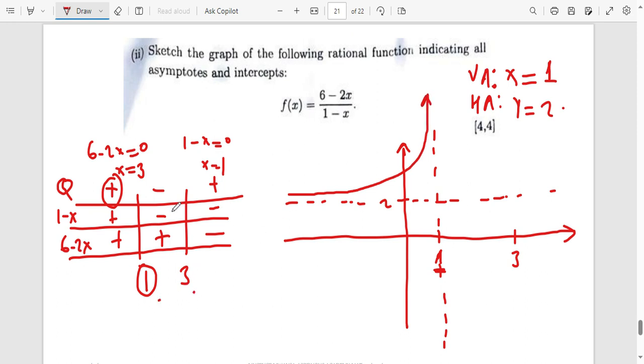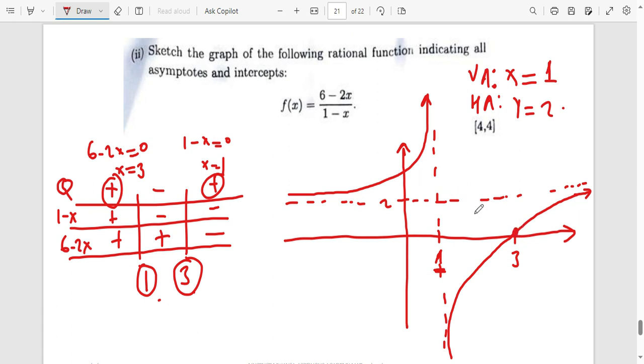Between 1 and 3, the function is supposed to be negative, meaning that it is below the x-axis. So I'm following the asymptote and going like that. And then above 3, the function is positive, meaning that you are crossing the x-axis and then going like that. But you can't cross the asymptote, so just continue going like that. So this is a sketch of the function, indicating all asymptotes and intercepts.